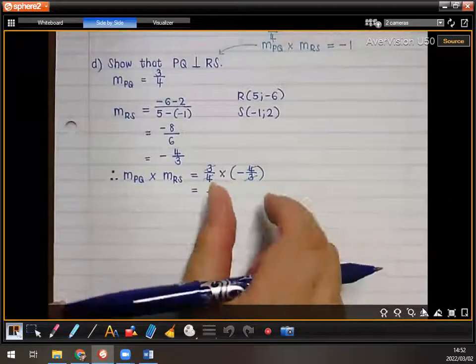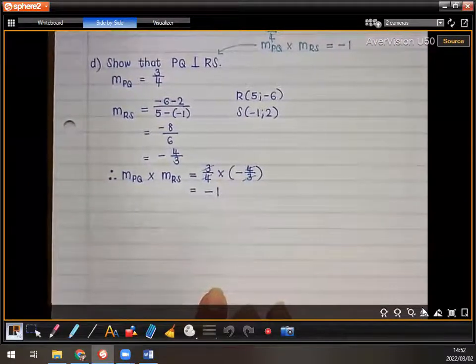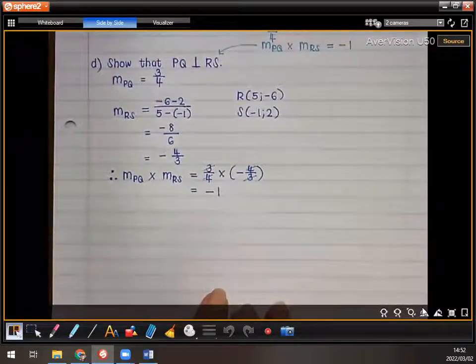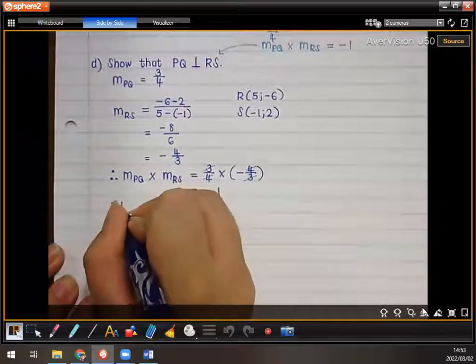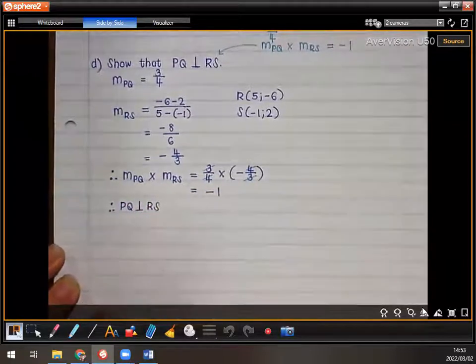Remember, that's what we did when we worked with those exponential equations, right? We raised both powers to an exponent that will turn it into 1. So it's very similar to that. So are these two lines perpendicular? The product of the gradients is negative 1. So therefore, PQ is perpendicular to RS.